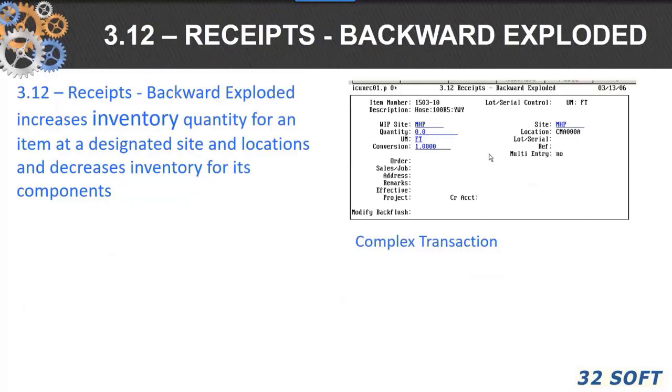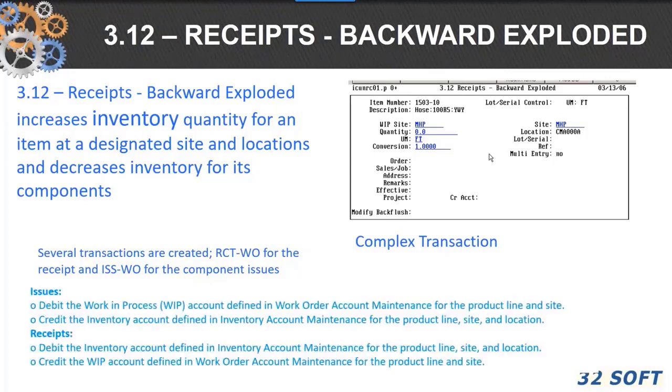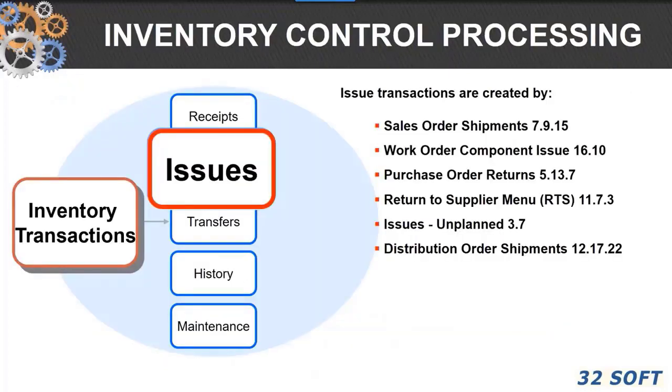There's 3.12. This is a backward exploded receipt. This also is a fairly complex transaction, but this will get parts. Several transactions can be created from your RCT-WO receipt into inventory, or issues from inventory into the work order. So you can just do that receipt without doing the 1.6.10 work order component issue.